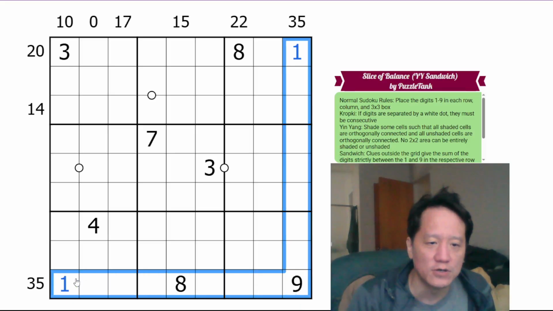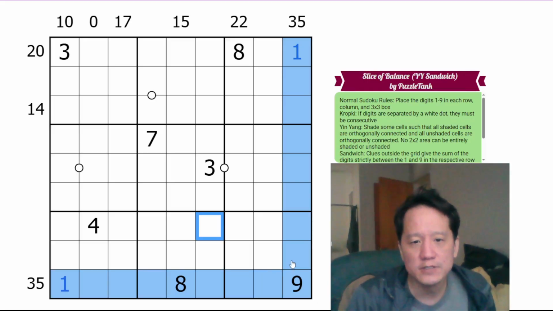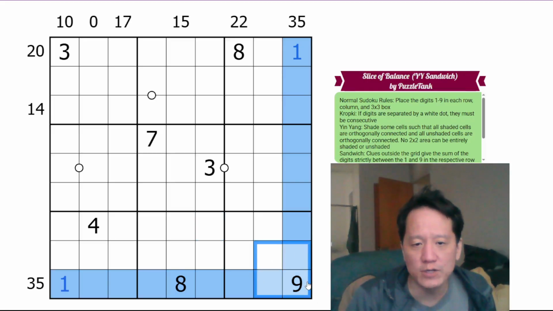And these are all shaded because all sandwiches are shaded. Since this is a 2x2 area with 3 shaded, this cannot be shaded. So this is unshaded.